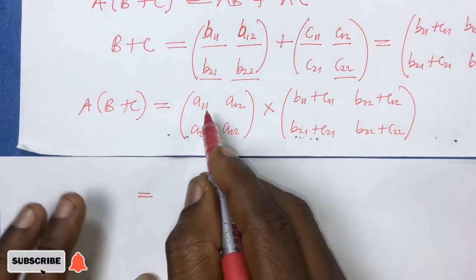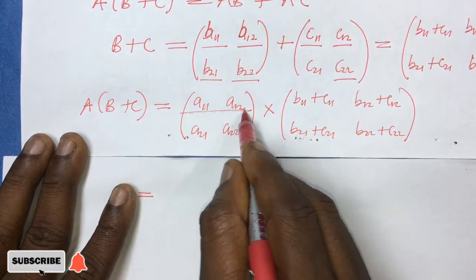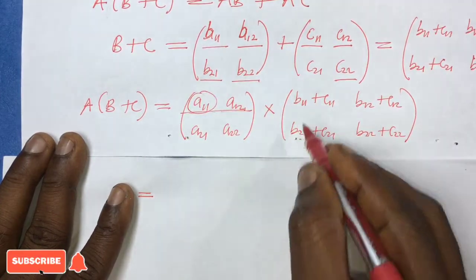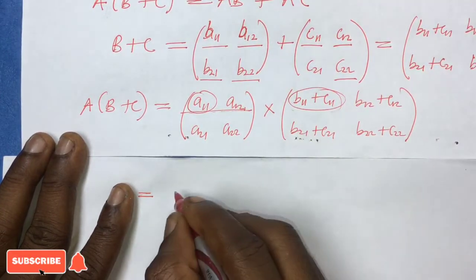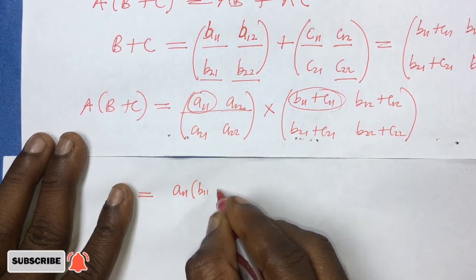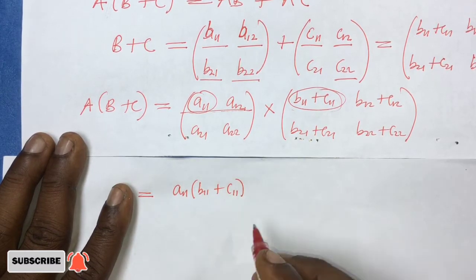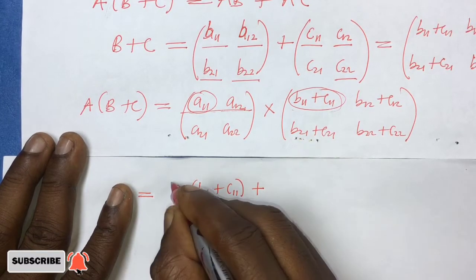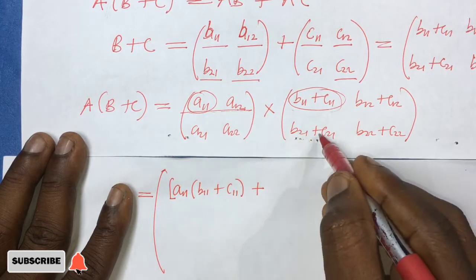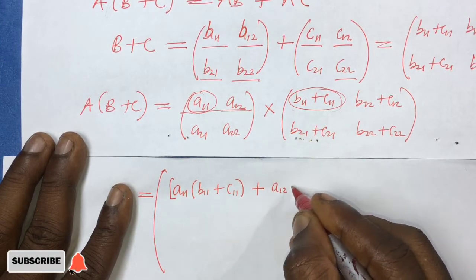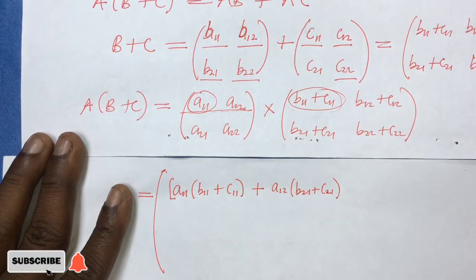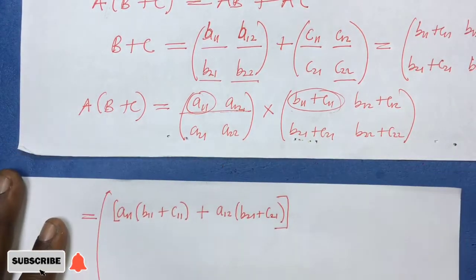Now take note, we are going to use this row to multiply this column, and that will give us A11 times (B11 plus C11), okay, plus A12 times (B21 plus C21), and that gives me this element here.